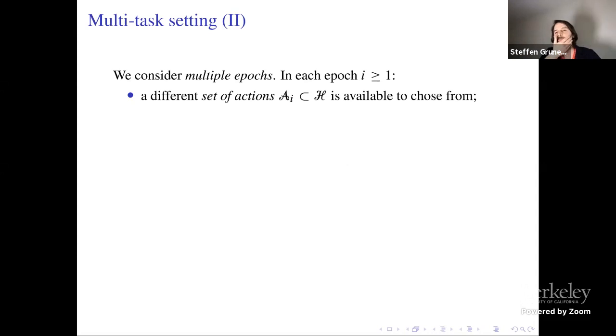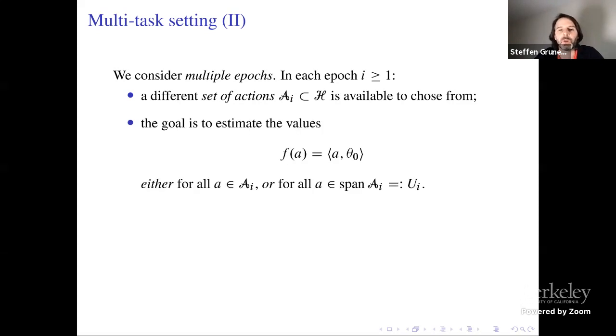Now I'm interested in turning this into a multitask setting. So I'm interested in having multiple epochs, which I will enumerate with i, running from i equals 1, 2, 3, and so on. In each epoch, I get a set of actions or design points from which I can sample, which I will generally denote with A_i. All of these design points are living in the Hilbert space, and these design points change from epoch to epoch. In each epoch, I can have multiple rounds in which I'm allowed to sample from these design points. But between epochs, my design points change.